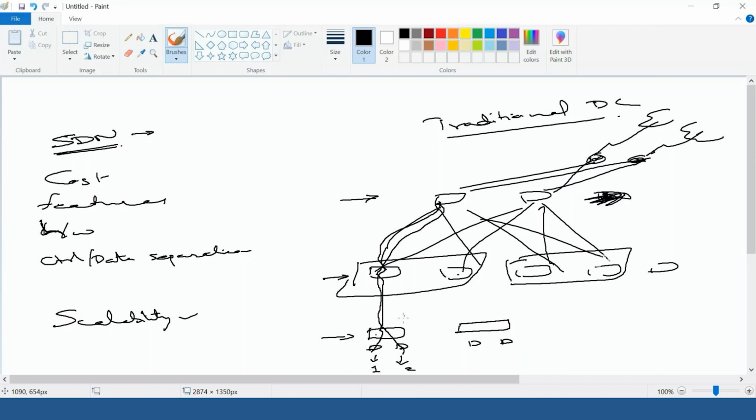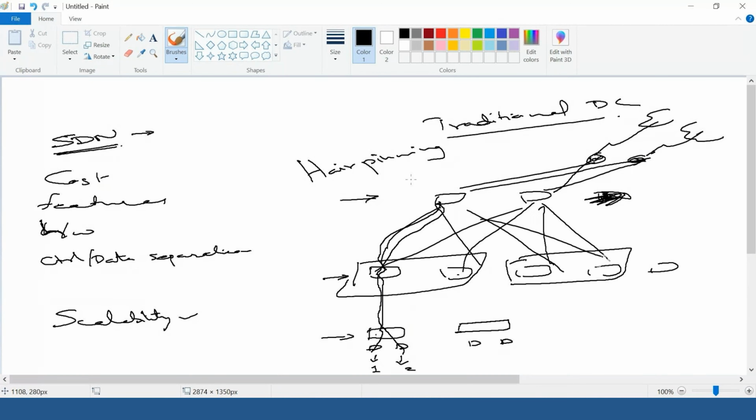So this is one problem we face in traditional data centers. This is what we call the hairpinning problem. Unnecessarily traffic goes like a lady's hairpin. It is similar to that only, right? Traffic goes and comes back on the same path. This is called the hairpinning problem.